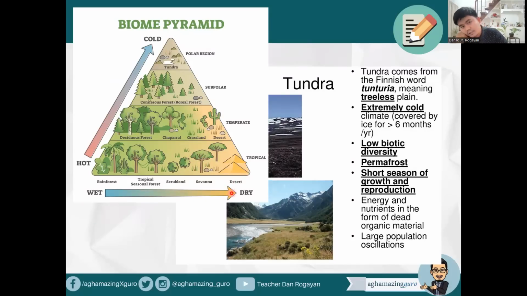Question. All deserts are hot. True or false? Okay. That is false. Pag tinanong sa board exam, what is the largest hot desert? The answer is Sahara. What is the largest cold desert? Antarctica. Pag walang sinabi largest desert, we go to Antarctica. Okay, that's correct. Awesome. Very good.